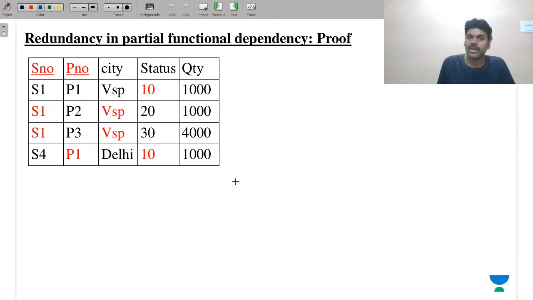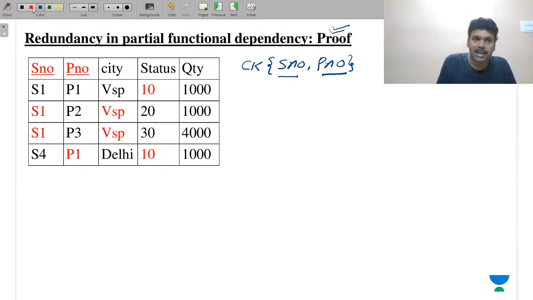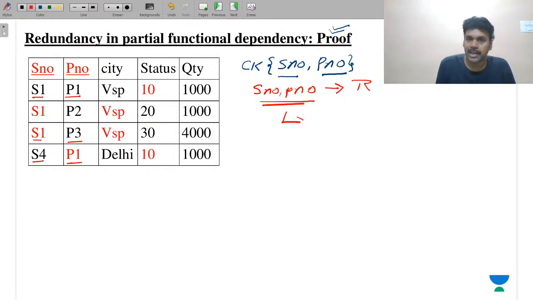See this now. As per the previous example, the candidate key is S number comma P number. Observe, friends, why partial functional dependency will give you redundancy. I am providing you the proof. Understand carefully. As S number and P number is a key, you cannot have duplicates in that. S1 P1 is a unique tuple, S1 P2 unique tuple, S1 P3 unique tuple, S4 P1 unique tuple. It's perfectly all right. Why? Because your first production, S number P number implies all other attributes. Therefore, in this we will find no redundancy.